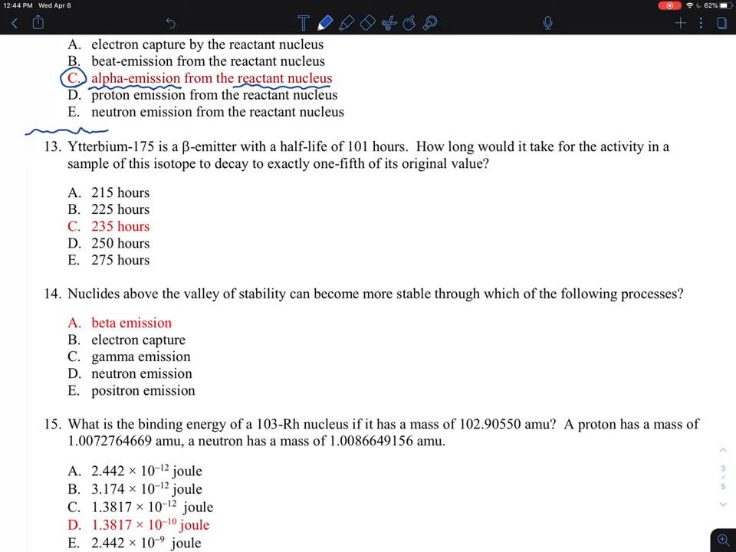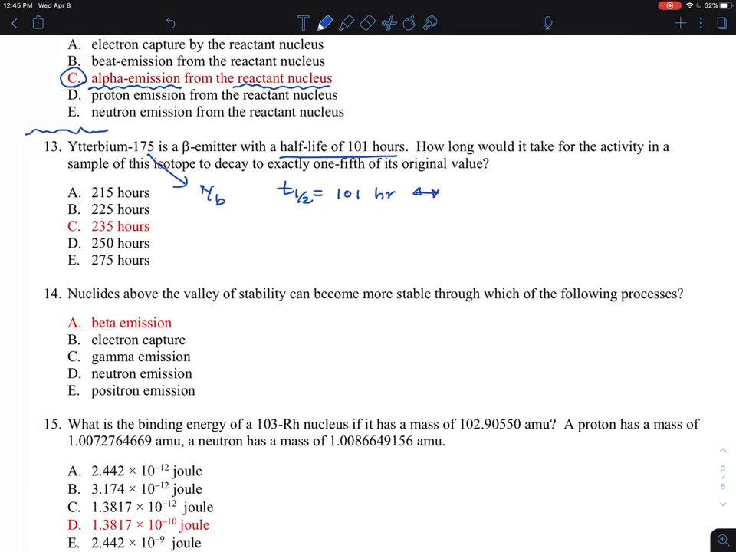Okay, so this one is ytterbium, and the symbol is Yb. The thing is, they give you a half-life of 101 hours, and immediately you need to look up your reference sheet. Okay, so I'll find the reference sheet, and so then you can see that.